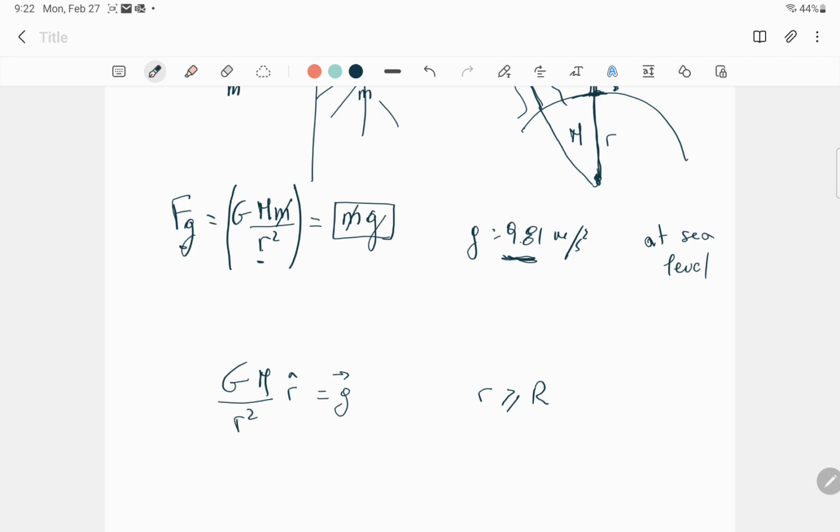So let me change this. We are calling this little r. If I'm talking about a distance here, which is big R, and this big R is bigger than or equal to little r, basically this exists. If I am inside the Earth instead, for a distance smaller than little r, g is equal to 0.